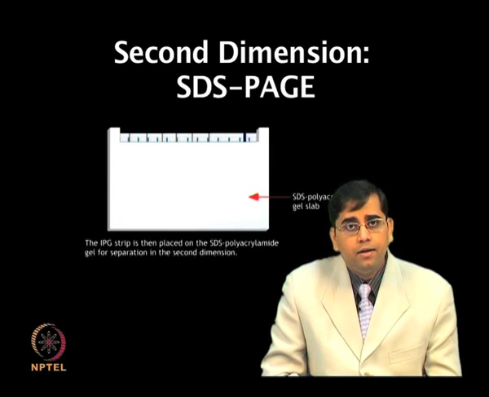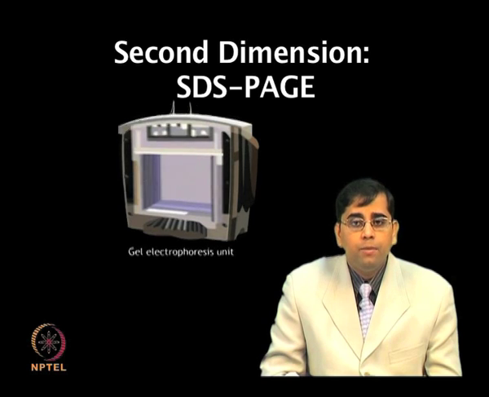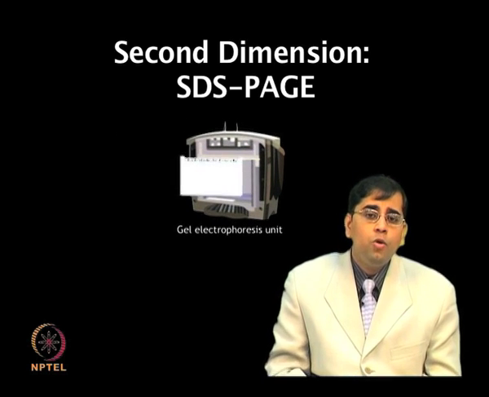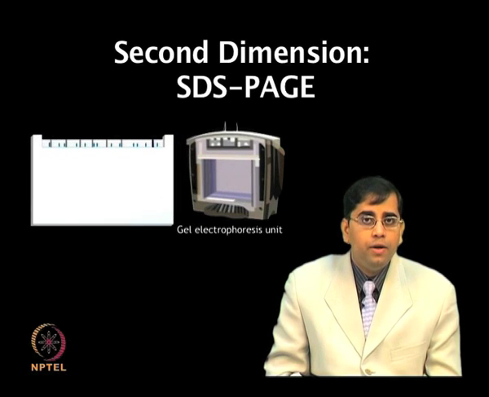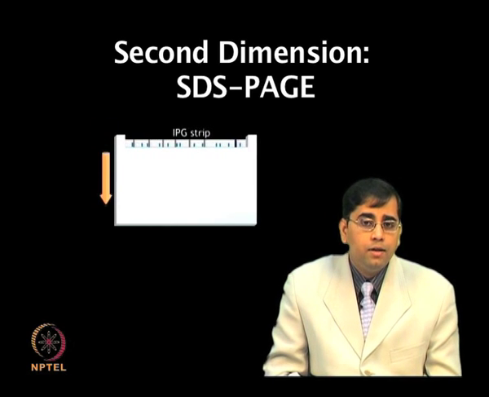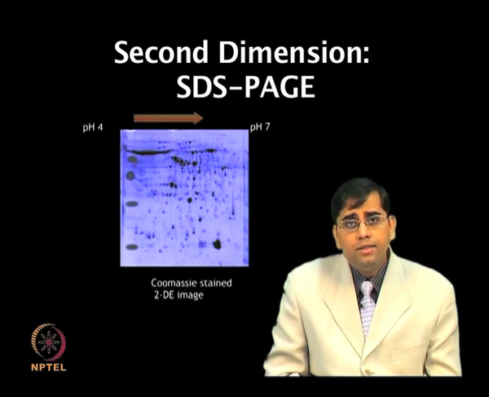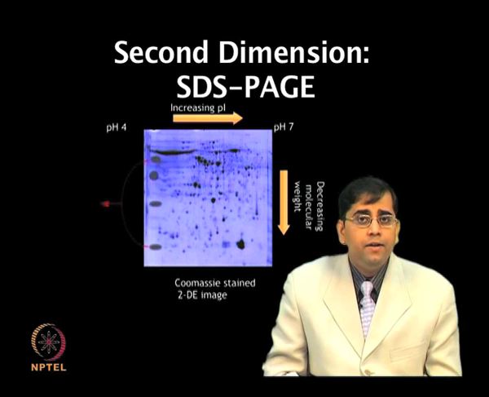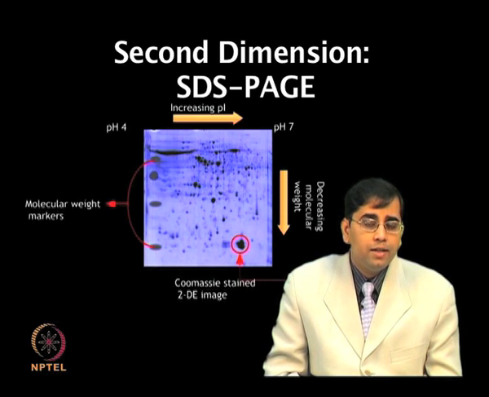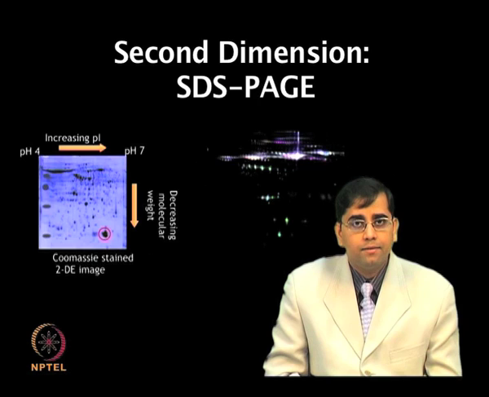On SDS PAGE gel, proteins get separated on the basis of their molecular weight, with the low molecular weight proteins having high mobility and migrating further through the gel, and the high molecular weight proteins remain close to the point of sample application. Gels can be visualized by different staining methods such as Coomassie staining, silver staining and cyanine dyes.